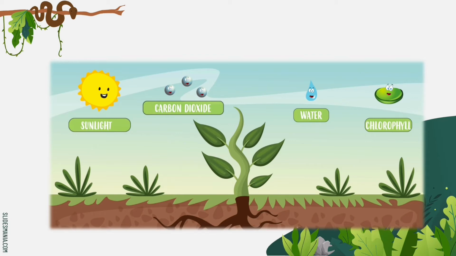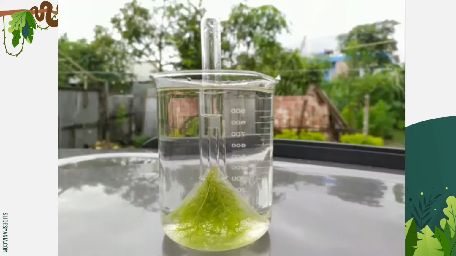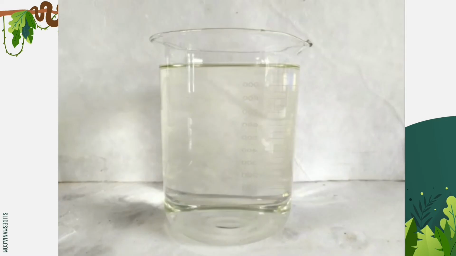And during the process of photosynthesis, what is happening? The food is made in the form of starch and it's stored in the plant, and also oxygen is given out. Now here let's see an experiment to see how the plants give out oxygen. Okay, so in this experiment you will see how plants are doing photosynthesis and giving out oxygen.